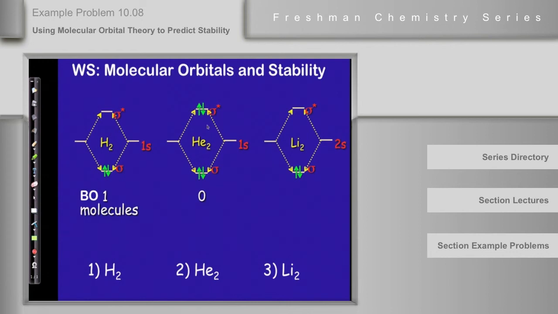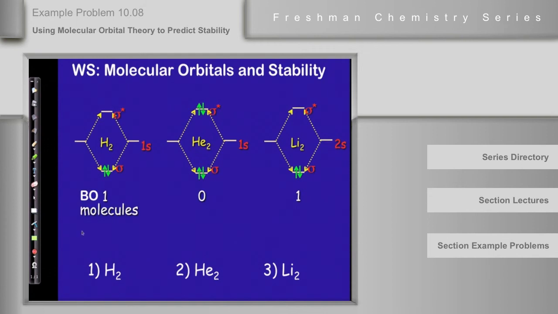If we look at Li2, Li2 has molecular orbitals based on the 2s atomic orbitals. There's a sigma 2s and a sigma star 2s. And there are 2 valence electrons, one from each lithium. So those 2 electrons will be in the lowest molecular orbital, which would be the sigma bonding molecular orbital. The bond order, of course, would be 1/2 of 2 minus 0, and that'll be 1. So the bond orders of the molecules are 1, 0, and 1.